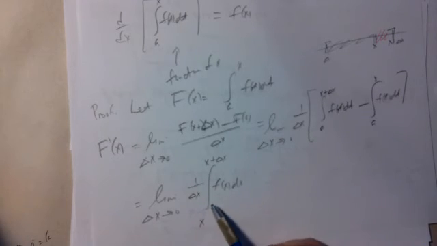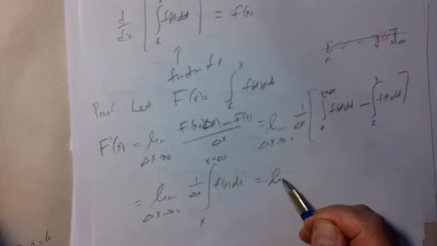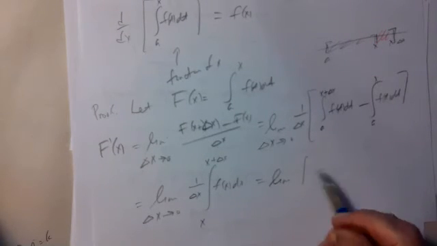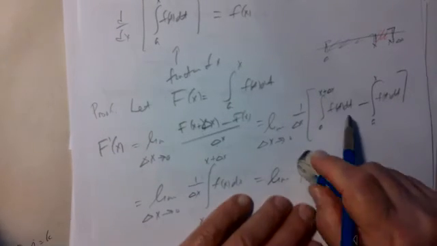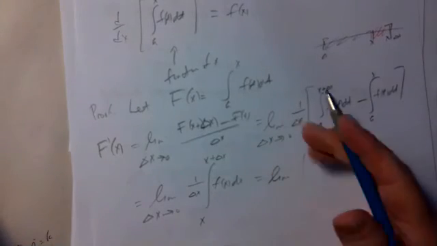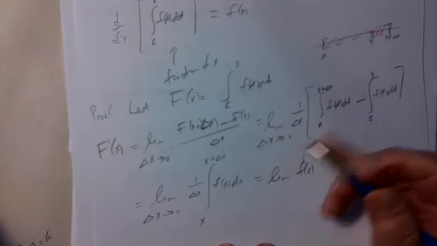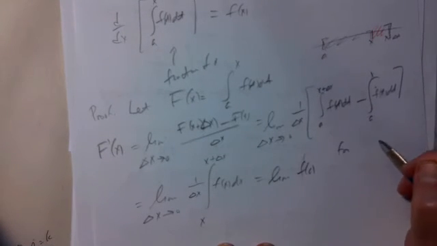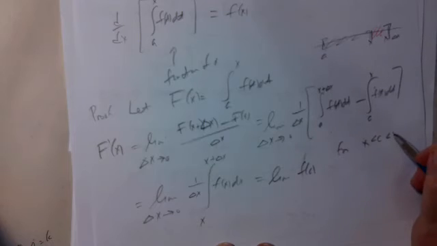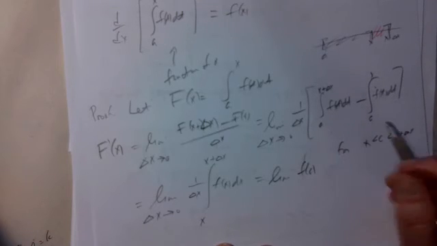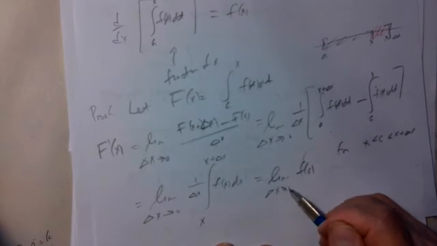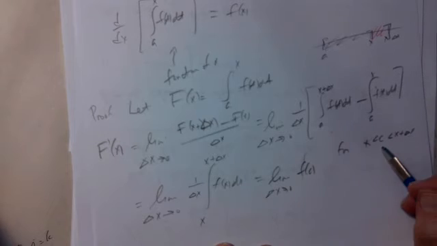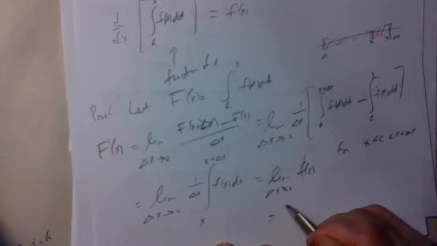And by the mean value theorem for integrals, this integral is just f of c for some c between x and x plus delta x. And if we take the limit as delta x goes to 0, c goes to x.